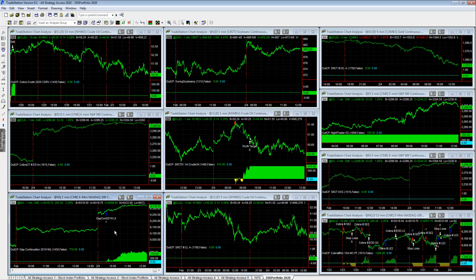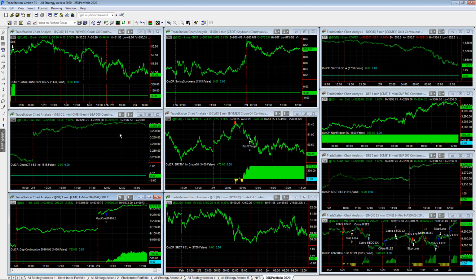Gap continuation, simple. This uses a custom session. It cuts off the first 30 minutes and last 30 minutes of the cash session, and it uses a $300 stop loss or exits at 2:30 Central, 3:30 Eastern.